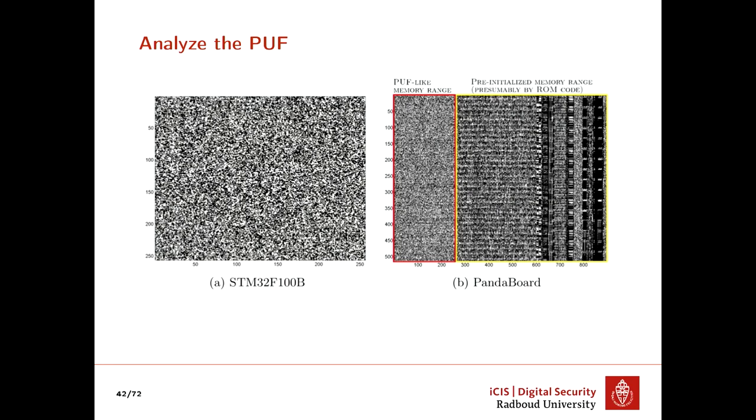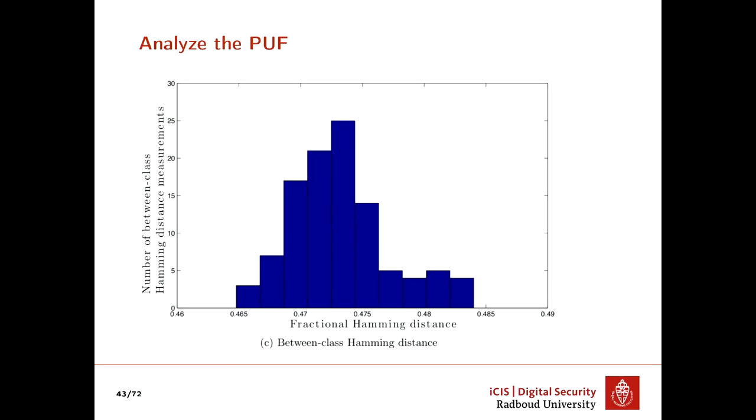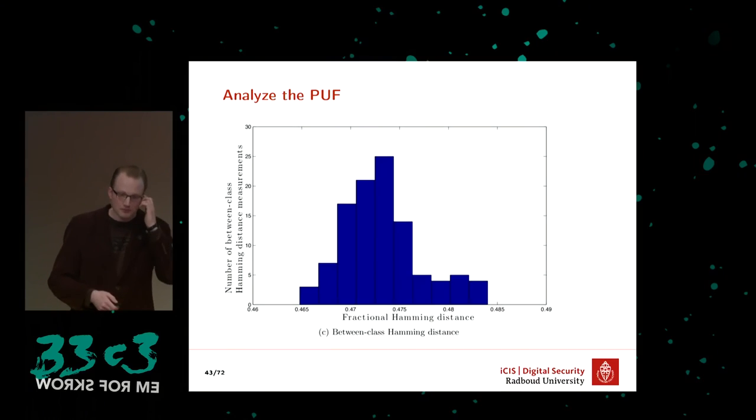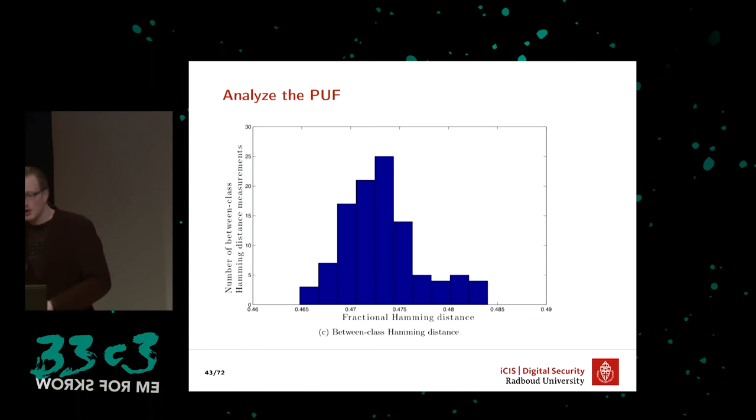This part is probably spoiled by the bootloader or something like that, or the ROM code. But this you can use. This looks good. So once you have such a white noise area, you start measuring a lot of times, and then you compute the Hamming distance between lots of measurements from lots of different devices. And you want it to look like this. You want it to be around half, because that means that every device will look different by about 50%.